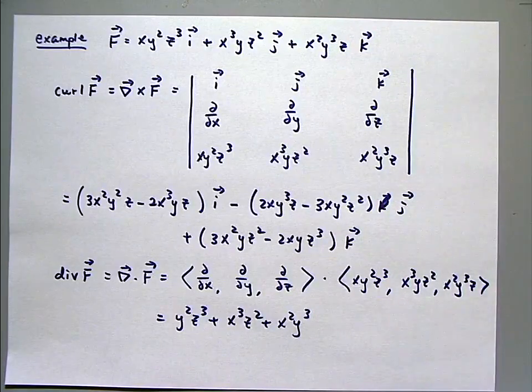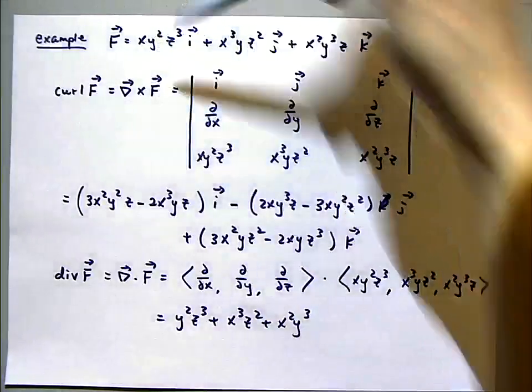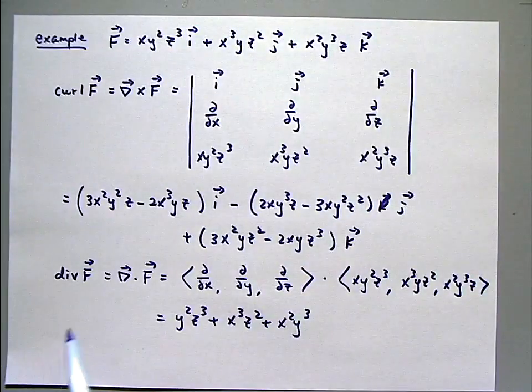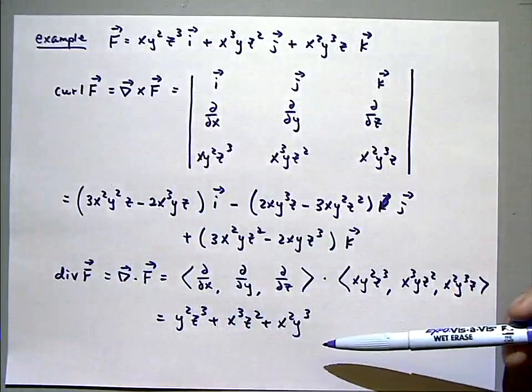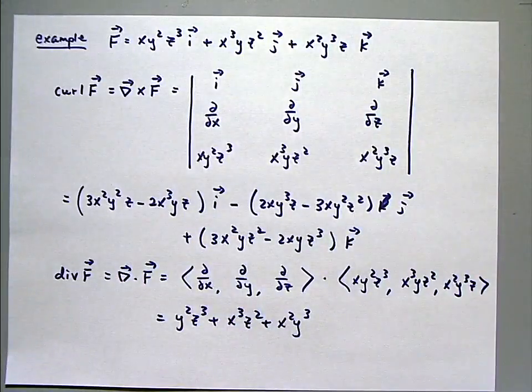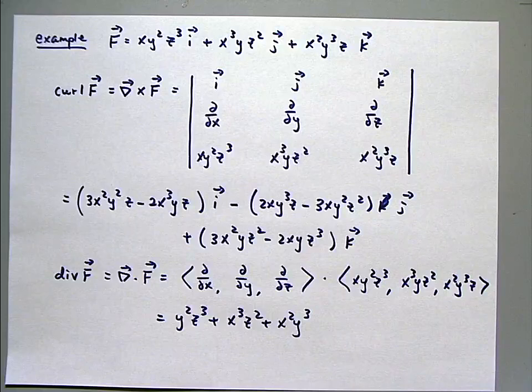So there you go. These are the two operations that you can do with the del operator. Cross them, you get curl. Dot it with something, you get divergence. Now what comes out, you've got to remember, curl gives you a vector field, whereas the divergence gives you a scalar field. And they both have to be applied to a vector field to start. There's no such thing as a divergence of a scalar, because you can't dot a vector with a scalar.